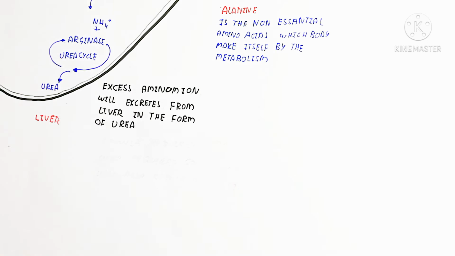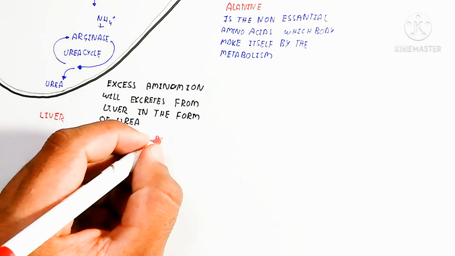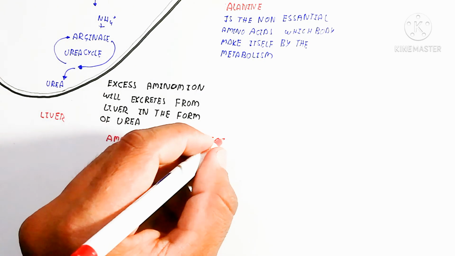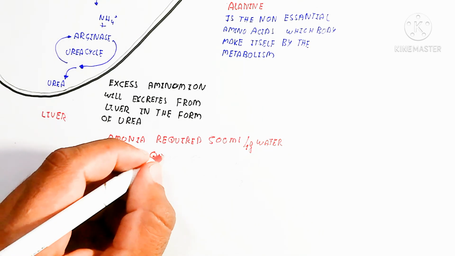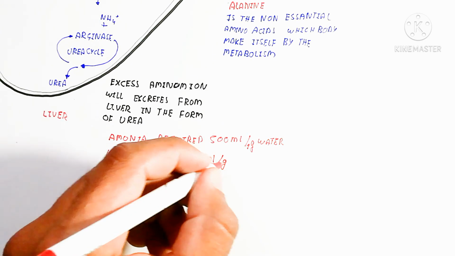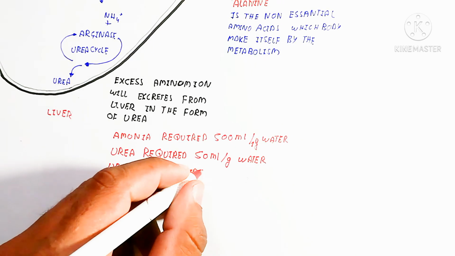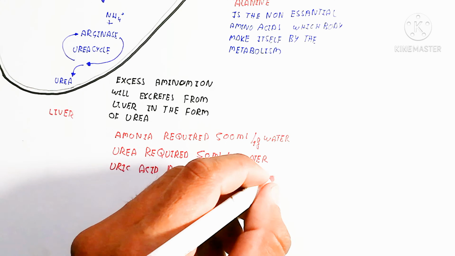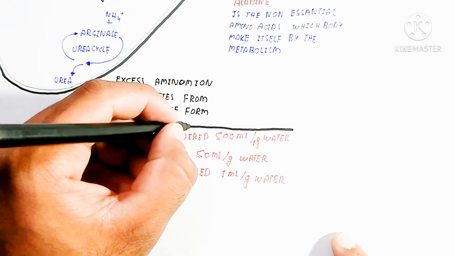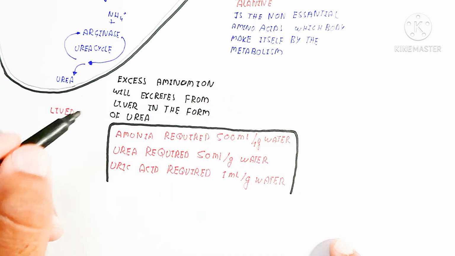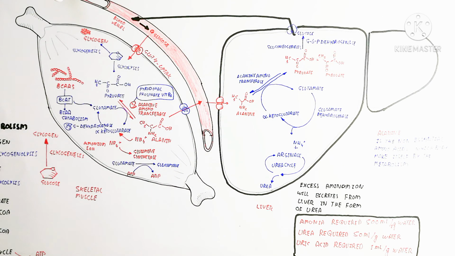Ammonia requires 500 ml of water to excrete 1 gram of ammonia through the urinary system. That is not good for the human body or animals, but fish can excrete ammonium because of the excess of water. On the other hand, urea requires 50 ml of water per gram for excretion, and uric acid requires only 1 ml of water per gram. So that is important for urea excretion. So thanks.